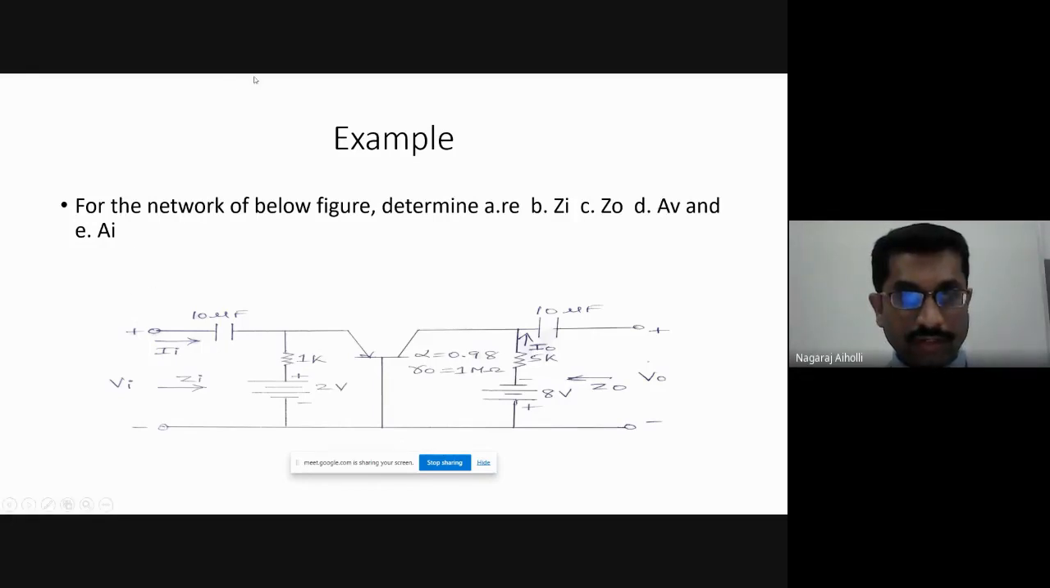C1 is 10 microfarad, the input coupling capacitor, input current Ii, input voltage Vi, input impedance Zi, then capital Re is 1 kilo ohm. VEE, the emitter voltage, is 2 volts, alpha is 0.98, R0 is 1 mega ohm, the output resistance. RC, the collector resistance, is 5 kilo ohm. VCC, remember it is not the supply voltage, it is the voltage applied to the collector terminal here. VCC is 8 volts. The output coupling capacitor C2 is 10 microfarad. Output impedance is Z0, then output voltage V0.